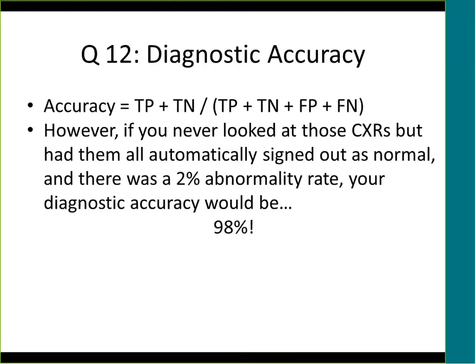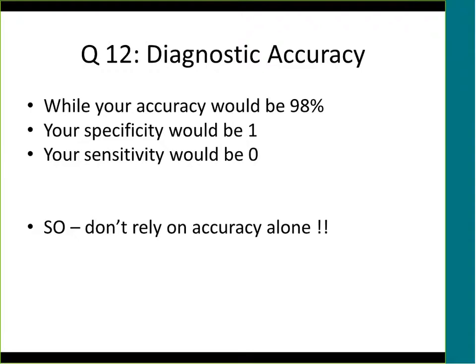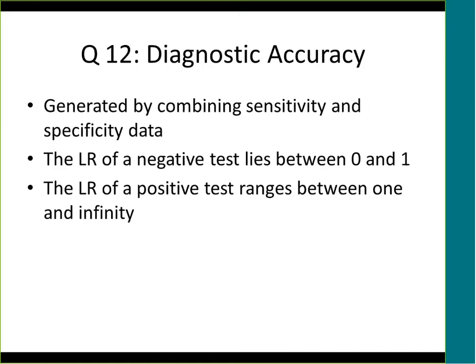Now, something that you have to bear in mind is, if I was reporting these chest x-rays and, for instance, say I never looked at any of them and said that they were all negative, and only 2% of the chest radiographs actually had an abnormality, I would still have an accuracy of 98%. Of course, my specificity would be 100% because I would identify all of the negative radiographs, but I would have a sensitivity of 0 because I would identify none of the positive radiographs. So when interpreting accuracy, you have to do it in the setting of sensitivity and specificity. You cannot rely on accuracy alone.